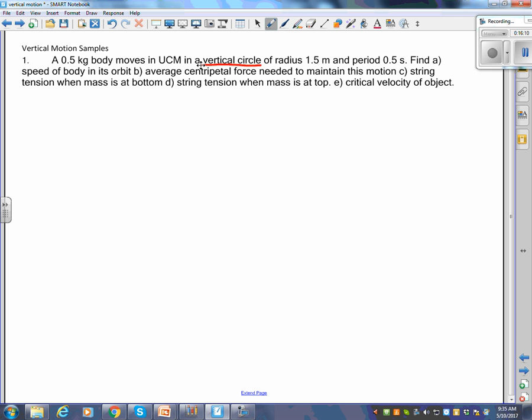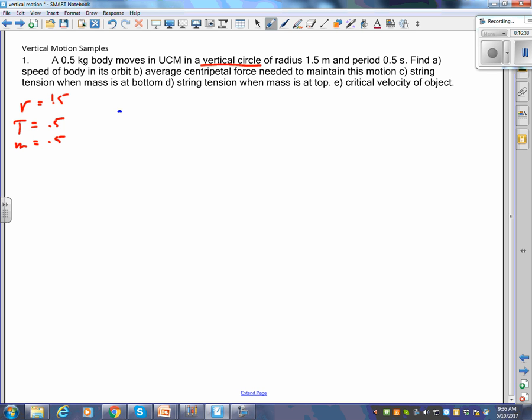Okay, so we've got our R is 1.5, our period T is 0.5, and our mass, these are all 0.5s, is 0.5 as well. We need to find the average centripetal force needed. No, not the average centripetal force. First of all, find the speed of the body in its orbit. And in fact, that would be an average speed, wouldn't it?